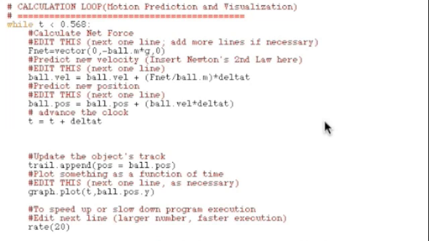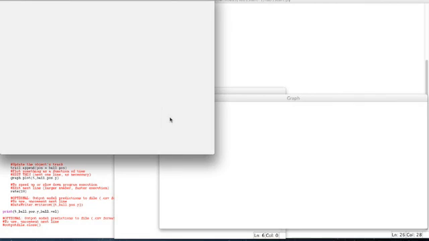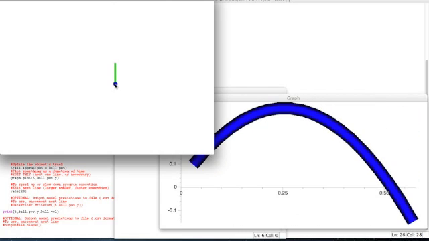For the first code I ran, I used only Newton's second law, so I set F net equal to the vector of the force of gravity acting in the negative y direction, and then I set the velocity of the ball and the position of the ball using Newton's second law. After running this code, we get the motion of the ball on the left, as well as the position versus time graph on the right, which both match those from the Tracker video.